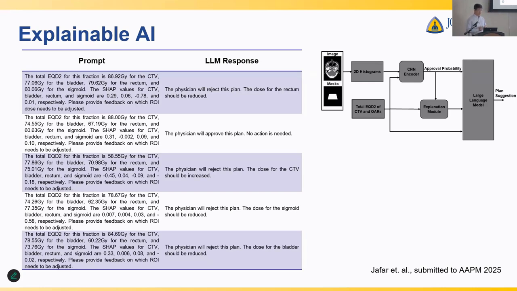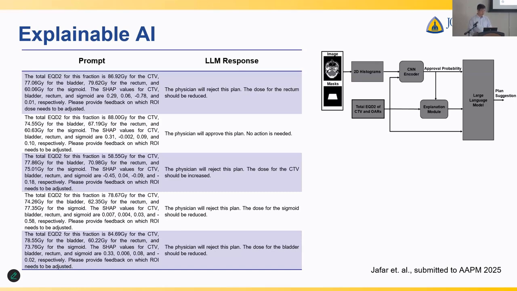I don't anticipate you read all these, but generally we gave the prompt to the language model, say this is the description of the plan. Say this is the plan, the dose to this organ is certain, and please provide feedback on which region of interest needs to be adjusted. And then the response is, okay, the physician will likely approve this plan, or if not approved, the dose of certain organs has to be changed.